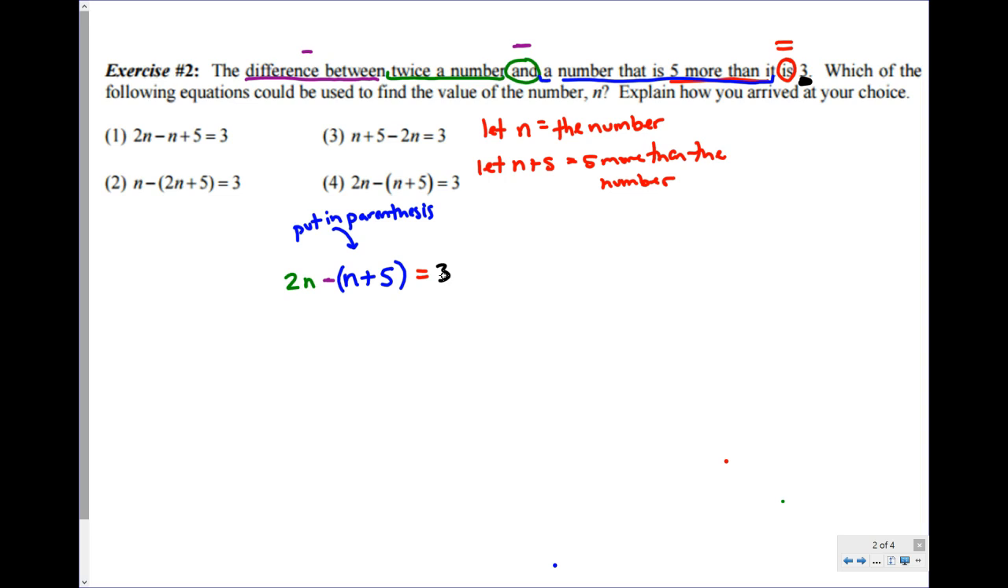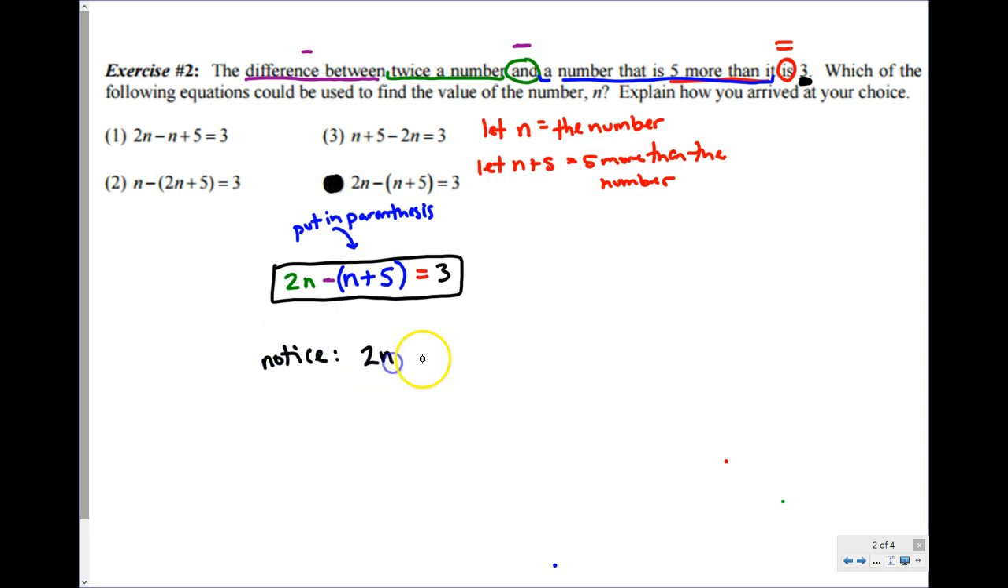Oh, wait, look. Do we even have to solve this? Hey, we don't. Does this equation match any of my answer choices? Absolutely, it matches number 4. Awesome. Now notice, though, let's pay close attention.